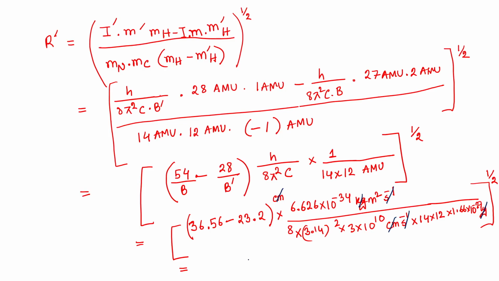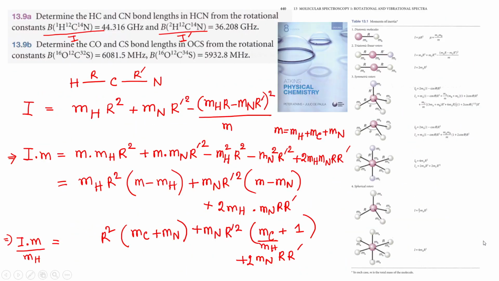So I'm getting something as 1.158 into 10 to the power minus 10 meter. And again, this is something like 115.8 picometer, right? So this is your R dash. So this is your bond length between carbon and nitrogen as we have shown so far. R dash was the bond length between R and R dash.